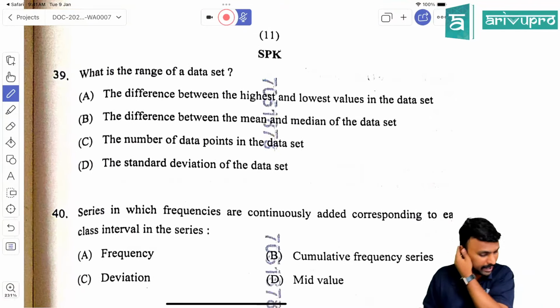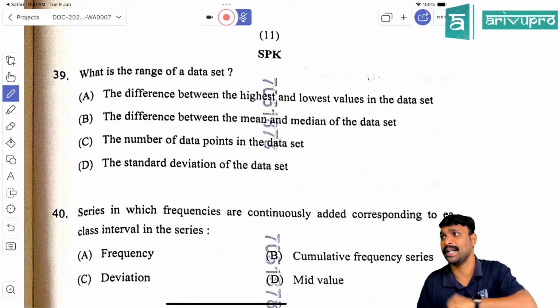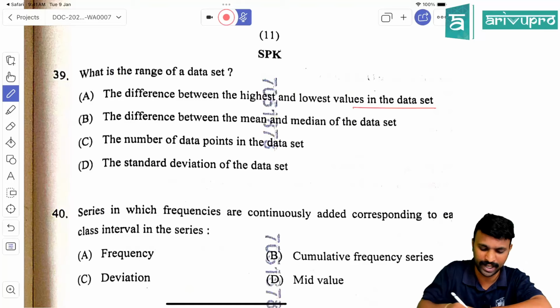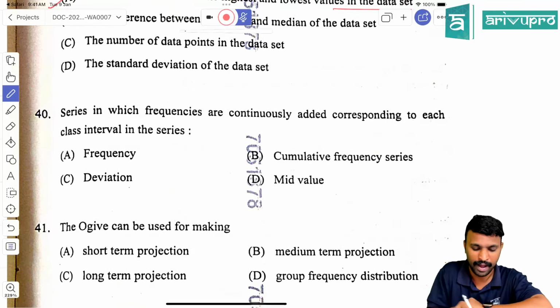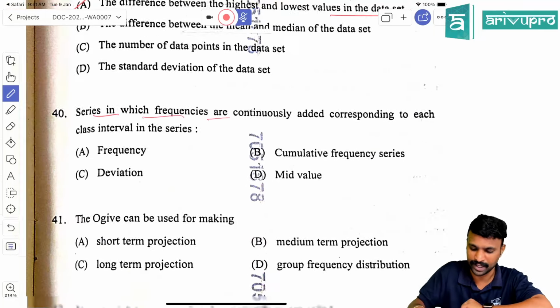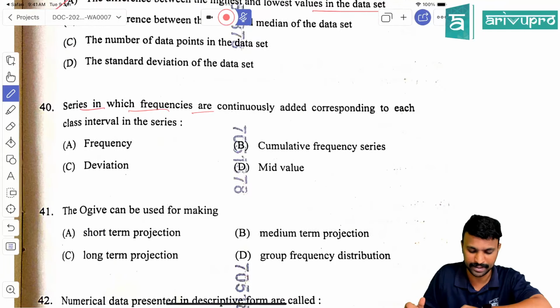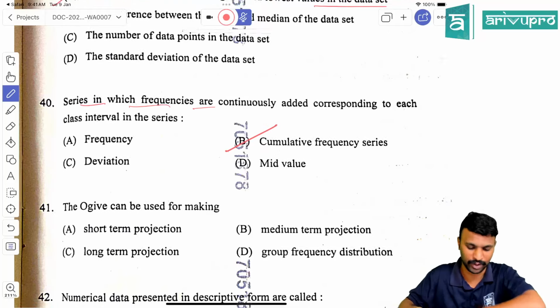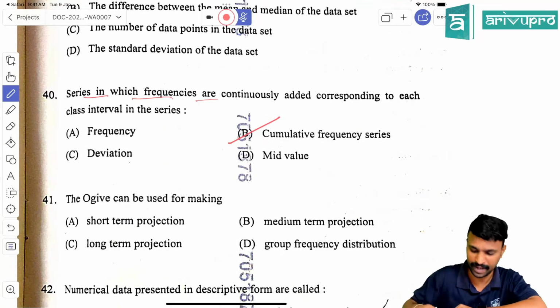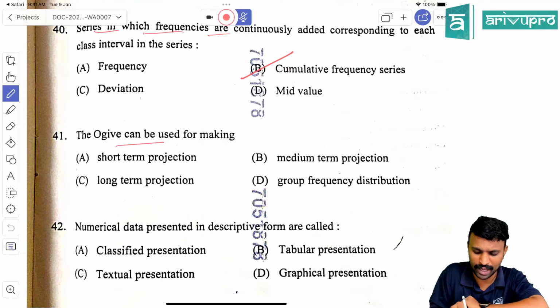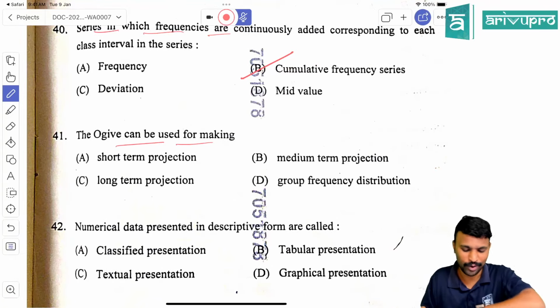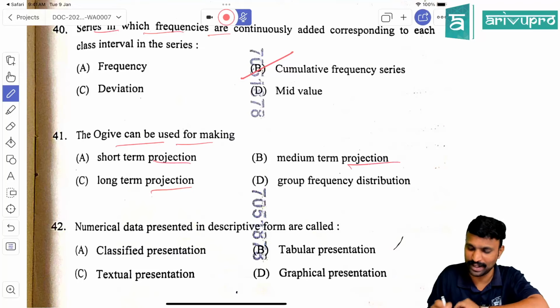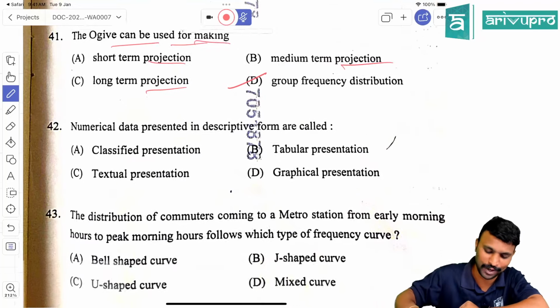What is the range of the data set? Range of the data set is basically difference between the highest and the lowest values in the data set. Option A is the right answer. A series in which the frequencies are continuously added corresponding to each class interval in the series is called as a cumulative frequency series. Have you understood? Frequency keeps adding, right? The ogive can be used for making. Guys, using ogive, can you make any projection? Definitely projections are not possible. It is for making group frequency distribution only.